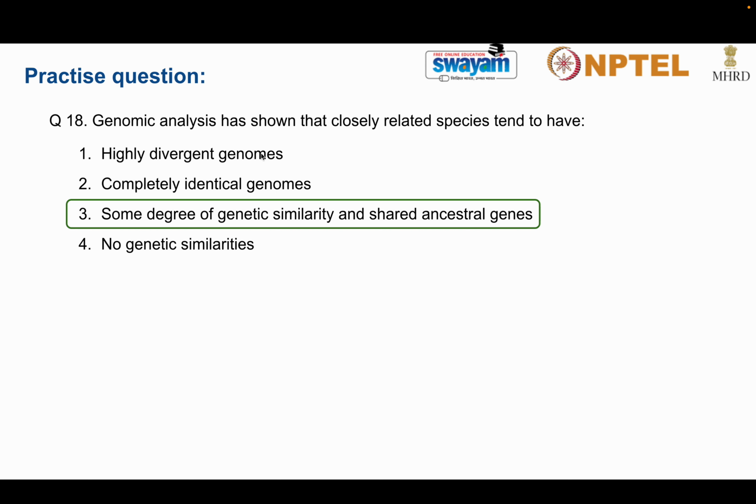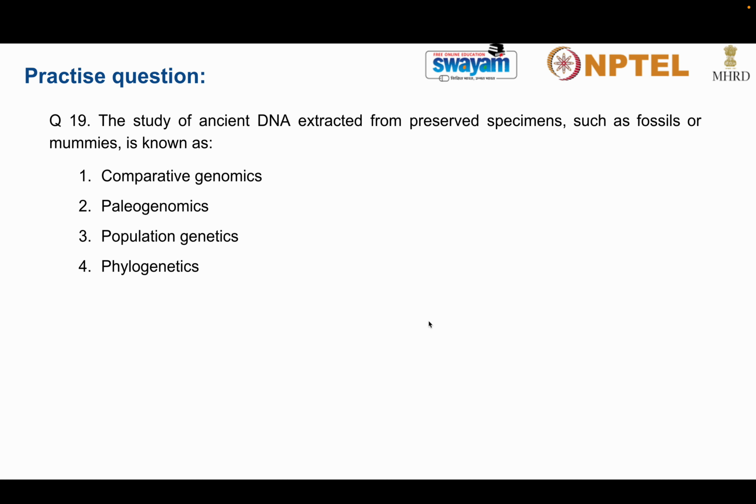Then highly divergent genomes. Also, we know that two closely related species show some kind of similarity. They are not entirely divergent. If they are divergent, they are not closely related. And then no genetic similarity, this is also not true because they share some degree of genetic similarity, and they have the same shared ancestral genes. So that's why option 3 was the correct option.